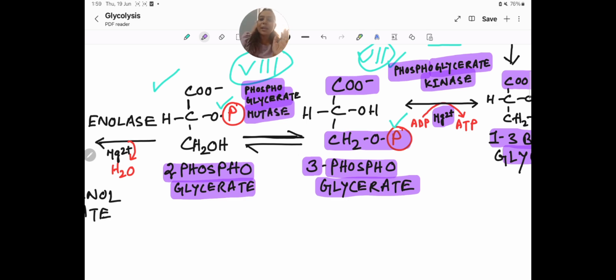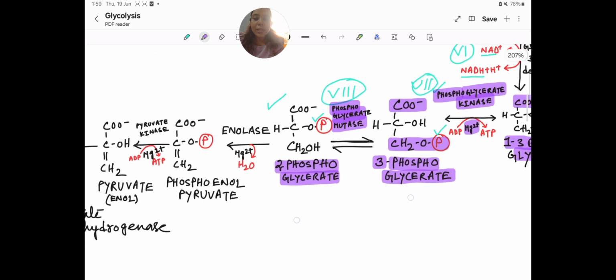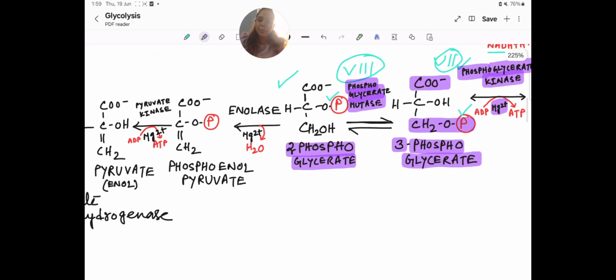So mutase and kinase, do you understand that difference? Mutase is only responsible for transferring the functional group, and kinase is responsible for kinase activity, like addition of a phosphate group. Okay, so that is the 8th step, where we do not get any energy, because this step is simple isomerism.